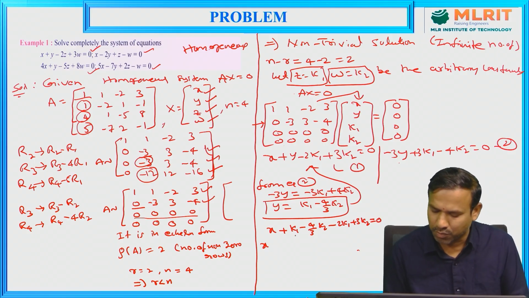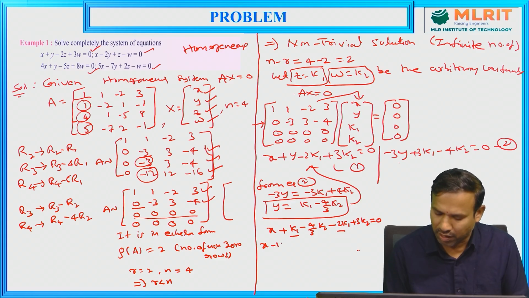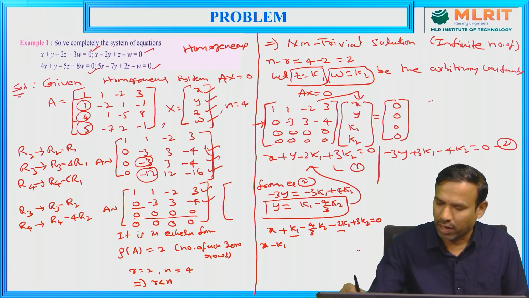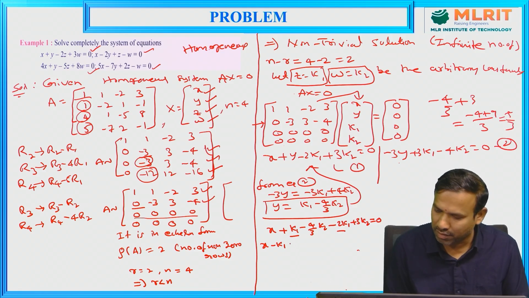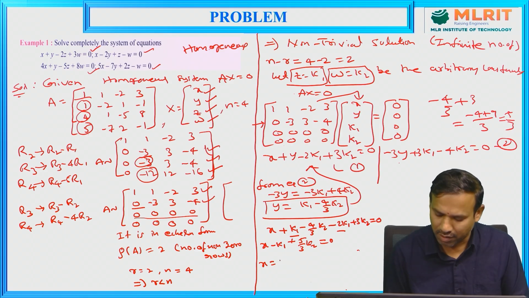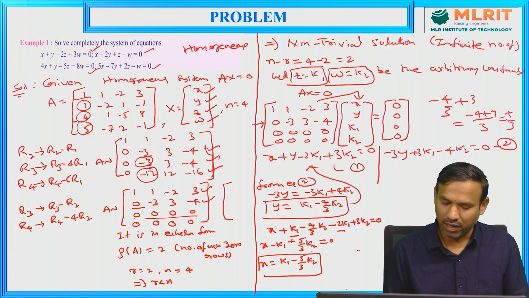So add the k1 terms. Here k1, that is minus k1 plus k1 minus 2k1. Next, minus 4 by 3 plus 3. So here we have minus 4 by 3 k2 plus 3k2. If you take LCM 3, 3 times 3 is 9, 9 minus 4, that is 5 by 3 k2. So plus 5 by 3 k2 is equal to 0. Now I want the x value. Transpose to the other side: x is k1 minus 5 by 3 k2. This is the x value.